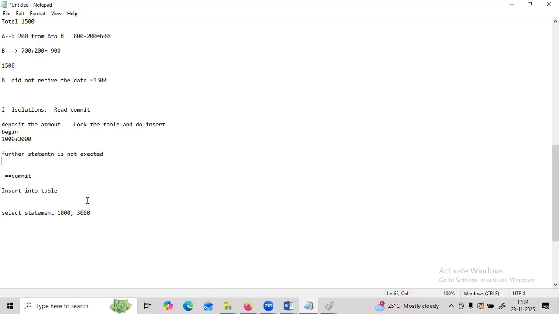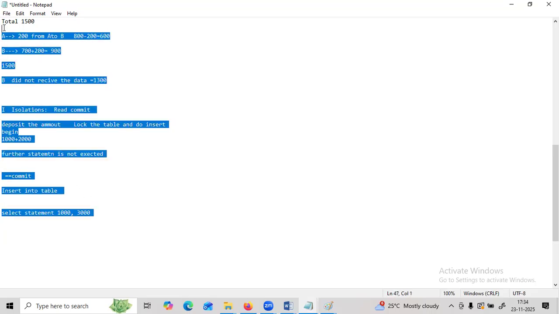These ACID properties we are not going to see directly from the DB side, but they are used by the transactions from the backend. The application team will design the logic, and that logic will follow the ACID properties. Using the ACID properties, the data will get retrieved and inserted.